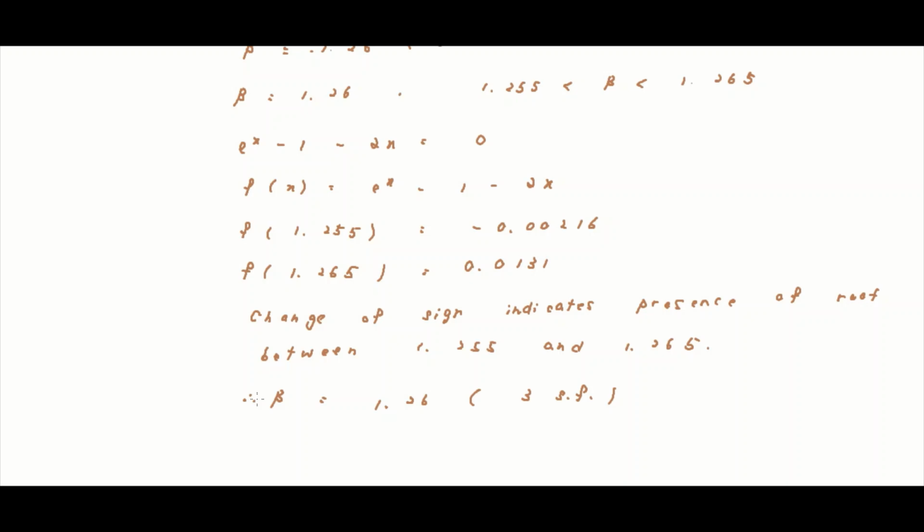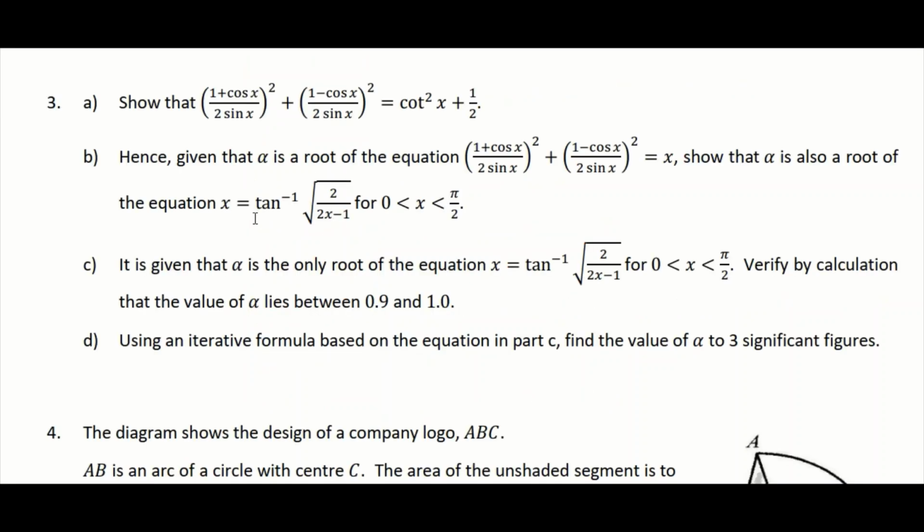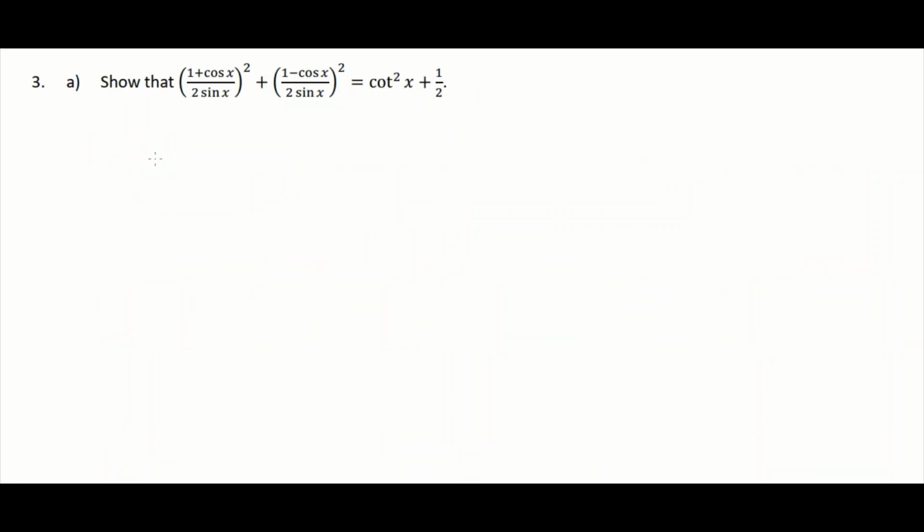Okay, so now let's move on to number 3. Let's start from the a part first. So 3a, this is a proving question. As you can see, it's trigonometry, meaning you should use some of the formulas that you have learned previously to solve this equation. Okay, let's start with the left hand side.